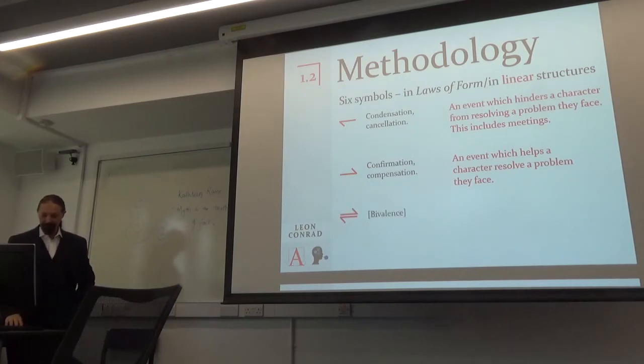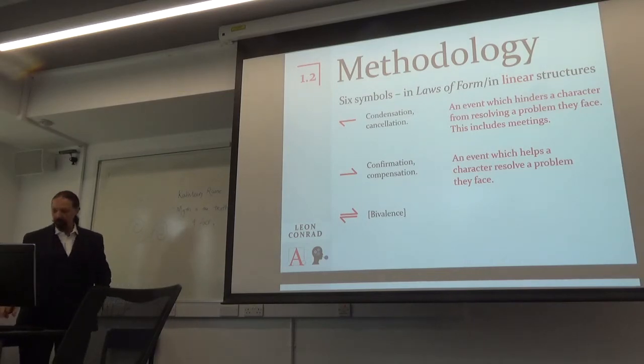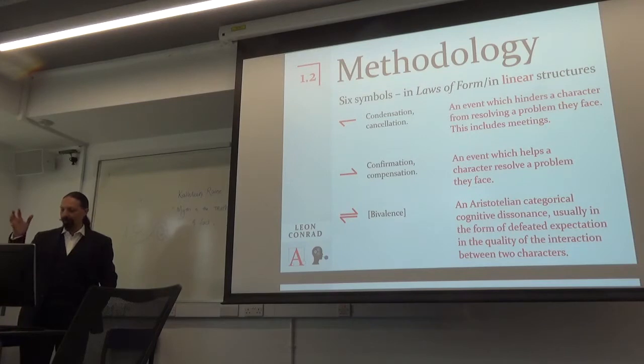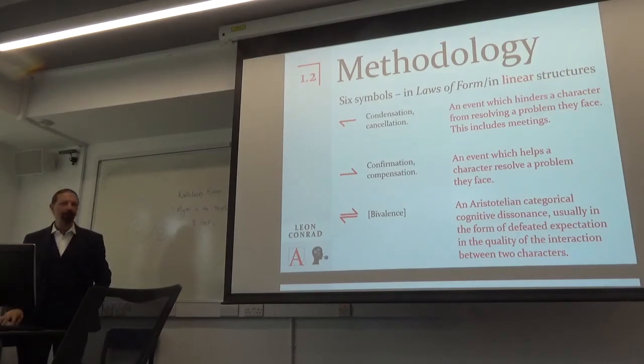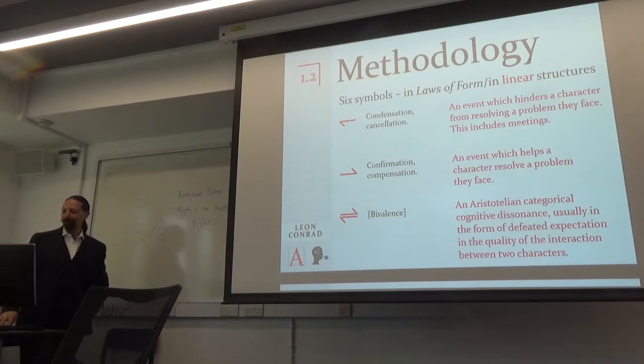The sign of bivalence appears in Spencer Brown's work, but is not developed. And in my work, it stands for an Aristotelian categorical cognitive dissonance. And how many are aware of Aristotle's categories? You know what I mean by that? Right, I will give you a handout later. You don't need to know them. But we will talk about them. But it will be a test later. You know them automatically. They're embodied within us.